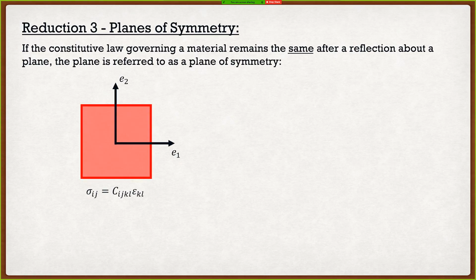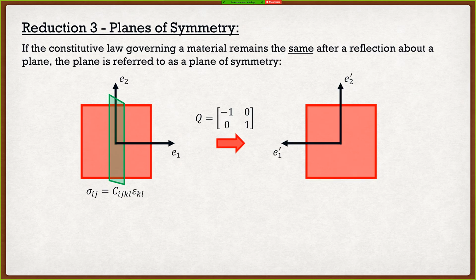So let's say that we have a plate and we have 2 directions defined, E1 and E2. Well, we know that sigma ij is equal to Cijkl times epsilon kl. Now, if I were to say that this vertical plane here was a plane of symmetry, that means that this plate would behave the exact same way if that E1 direction was actually flipped or reflected. Therefore, if I were to transform this by a matrix Q, which is -1, 0, 0, and then 1, so just flipping that E1 axis, what I'm basically saying is that this behavior is going to be the exact same.